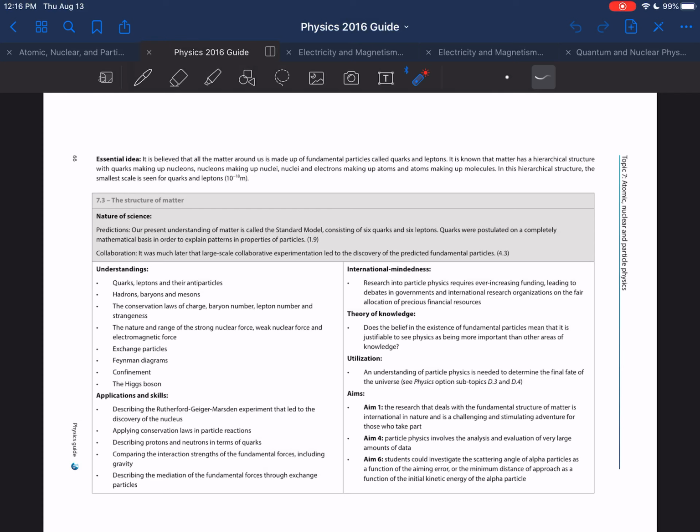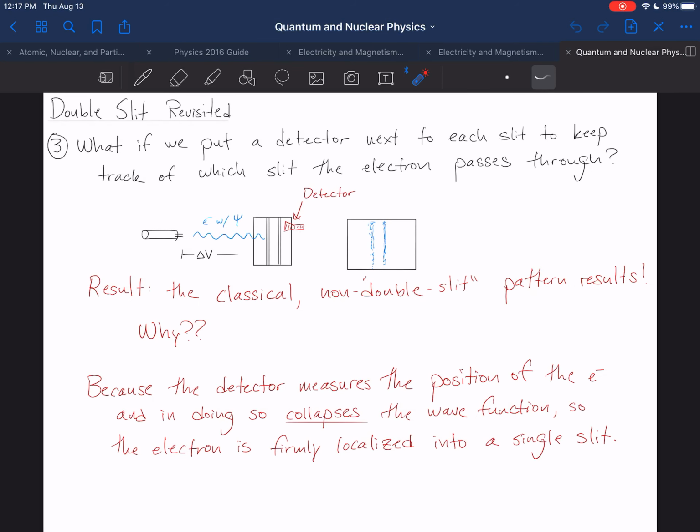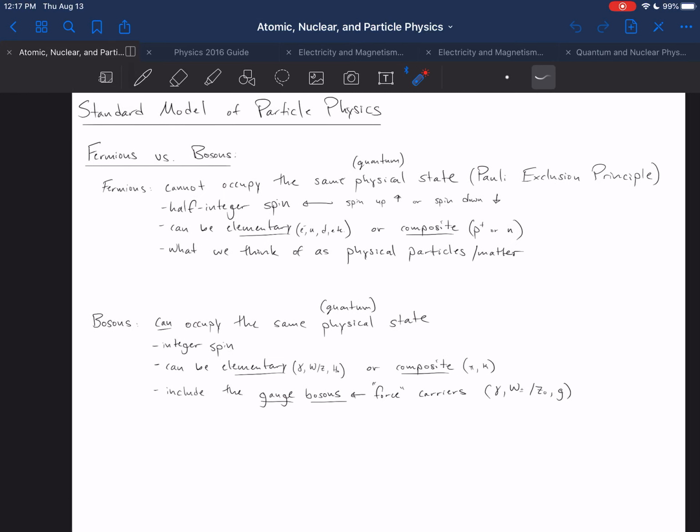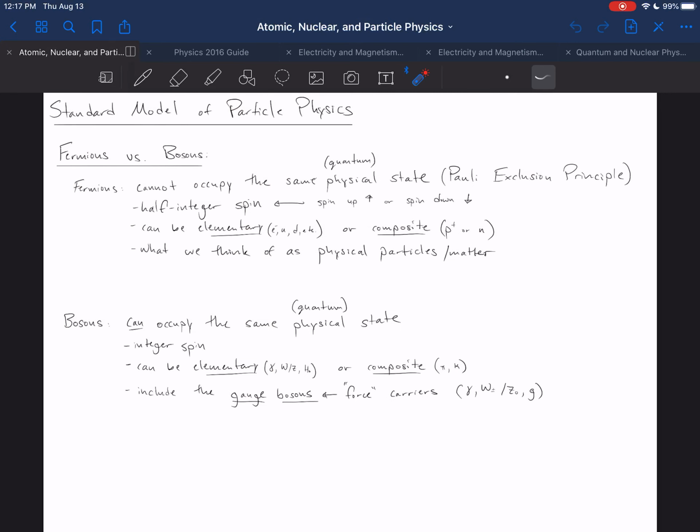Hello everyone! In this video we will continue to examine topic 7.3, the structure of matter, and in particular we will examine our first distinction between classes of elementary particles, the difference between fermions and bosons. So in the first video, I gave a brief description of the standard model of elementary particles, and there are many bits of vocabulary and many ways of divvying up this group. And so the first distinction we're going to examine is the difference between what are known as fermions and what are known as bosons.